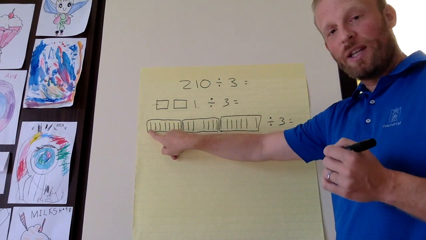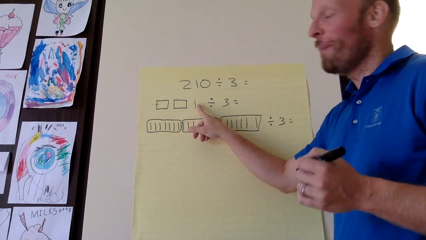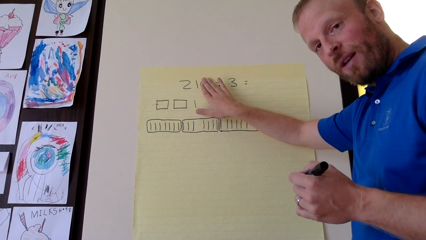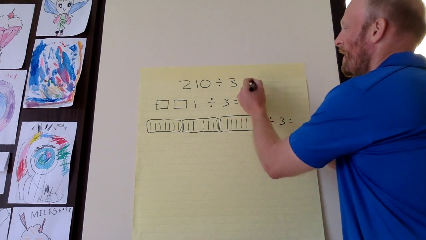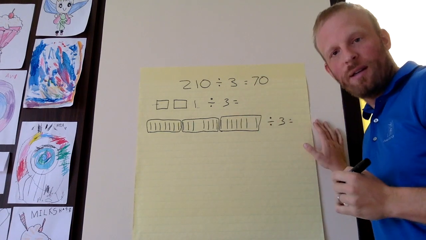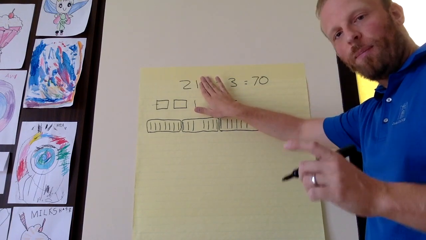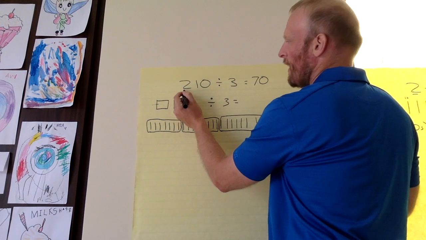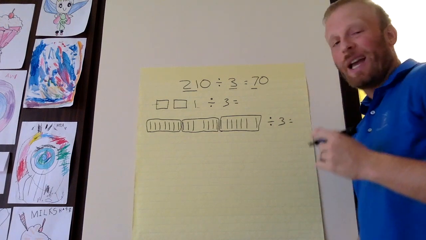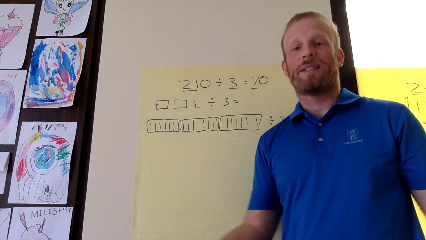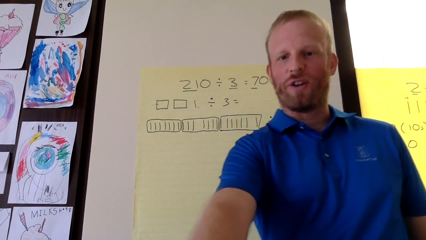How much is in each equal group? 70, because there's 7 longs. And I also know that because 21 divided by 3 is 7. So 210 divided by 3 equals 70. Okay, third graders, use these basic facts to help us do some thinking. Use this basic fact of 21 divided by 3 equals 7 to help us solve these larger extended facts. Head to the next slide and you'll see what the instructions are. Bye for now.